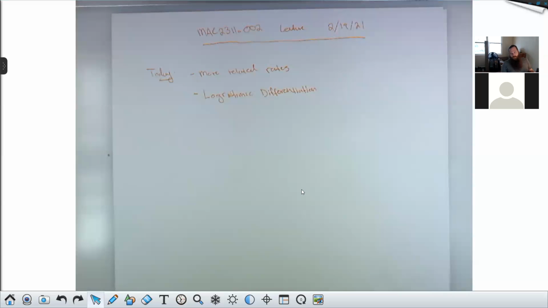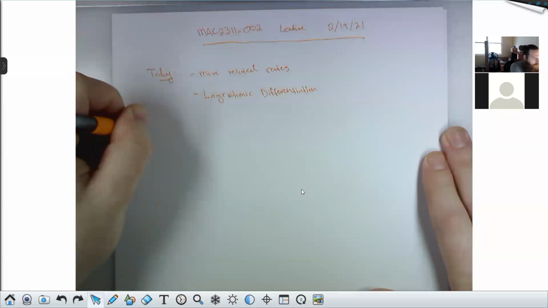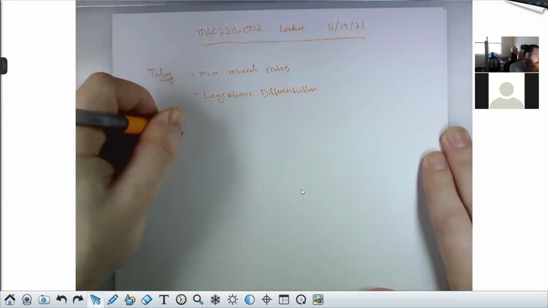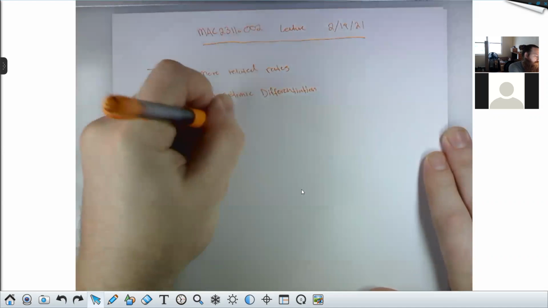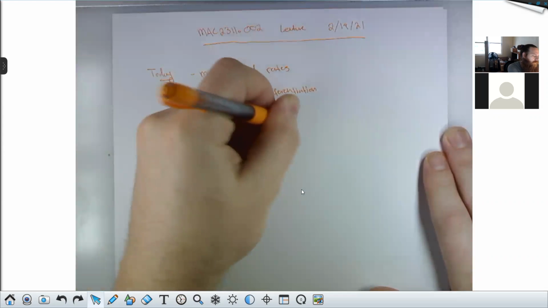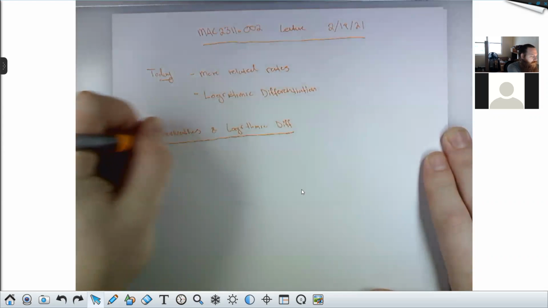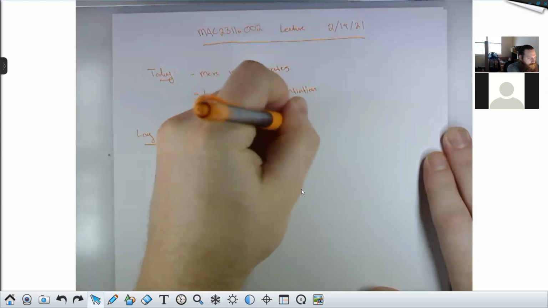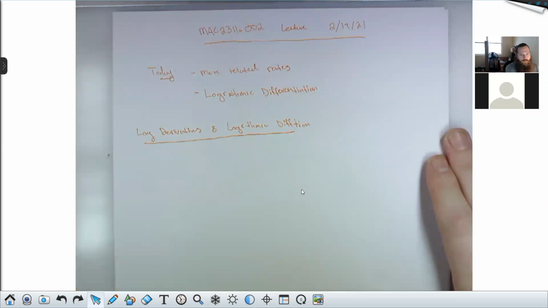Logarithmic differentiation doesn't have its own section in the textbook. There's a section in the textbook called log derivatives, which is different. It's like derivatives of log functions. But I want to spend a second wandering through this special trick. So first, log derivatives and logarithmic differentiation, which I'm just going to abbreviate as diff. Differentiation. It's a long word.